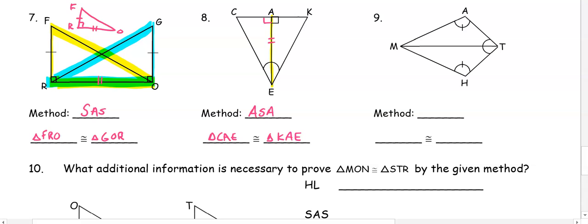In number 9, we have a shared side, MT. We also have two sets of angles that are already marked congruent. A is congruent to H, and then the T's from both triangles are marked congruent. We can also mark our shared side congruent. This time, the side is not between the angles because it's not over on this side formed by both angles. So this is going to be angle angle side. And we would say triangle MAT is congruent to triangle MHT.